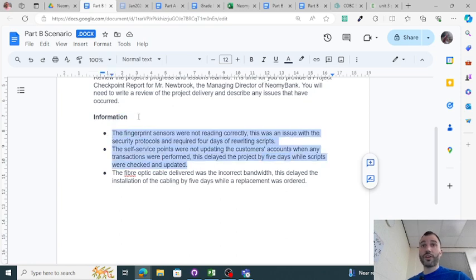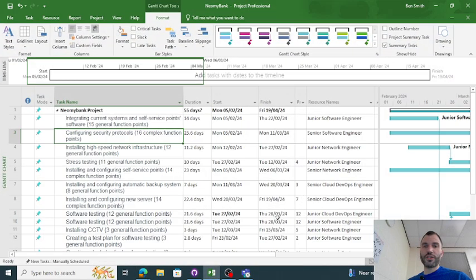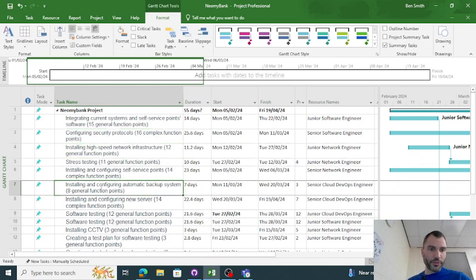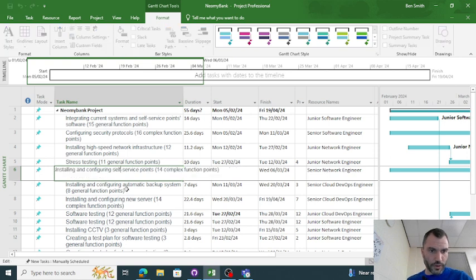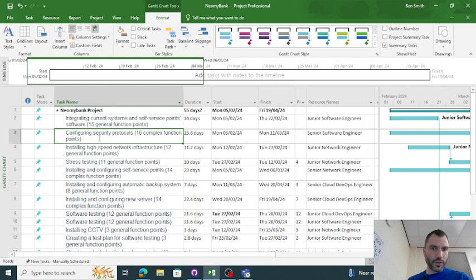And I just said, I don't need to recalculate the dates. I don't need to add any time on. It's still going to, these tasks are essentially still going to finish. So what do I say? I think it's going to have affected installing the self-service points, right? And the security protocol one. These two tasks, I think they need to be pushed forward. I think that we've built that into software testing. So during the software testing, those things would have been picked up and fixed, right?